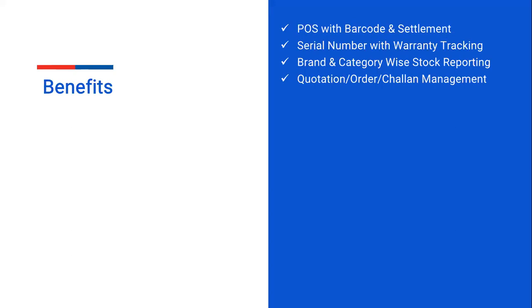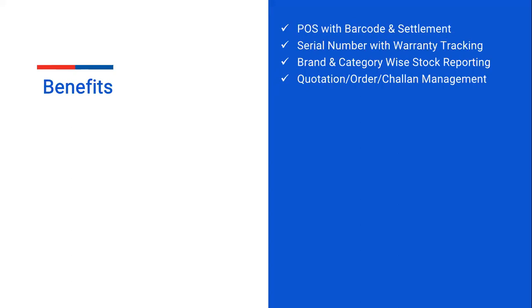Quotation, order, challan management. We can manage quotation, order, challan management in Busy. First, we have to pass the quotation voucher. After that, you have to pass the order. Through the quotation, we can adjust the reference in your order voucher. After that, the pending order reference number we can adjust in the challan voucher. In the final stage, we can do the invoice. The pending challan number we can adjust in the invoice.